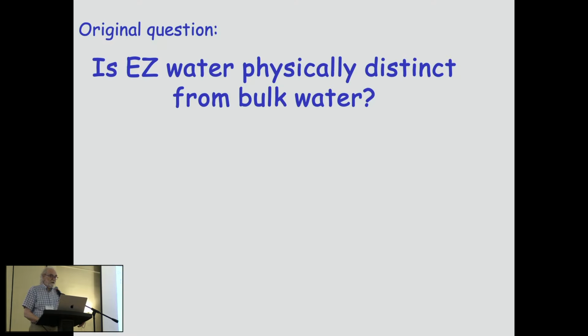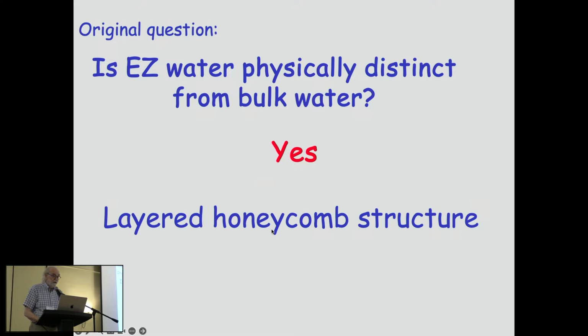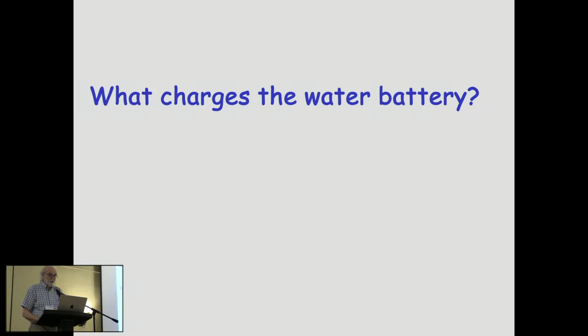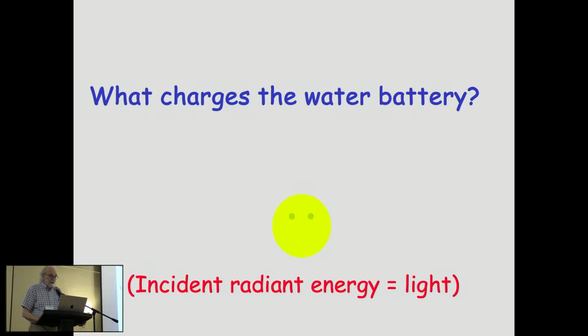So I just want to summarize, answering the original question: is easy water physically distinct from bulk water? What I've shown you, I think, is that the answer is yes, it is. As best we understand, it's a layered honeycomb structure that has information storage capability, and it fills our cells. Now I mentioned to you earlier that this is because of the charge separation. This is like a battery. And the question is, what charges the water battery? And the answer turns out to be very simple.